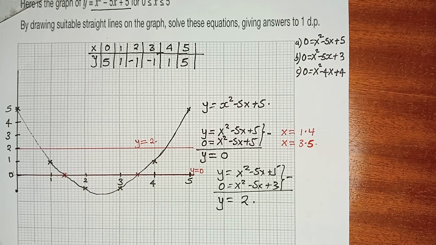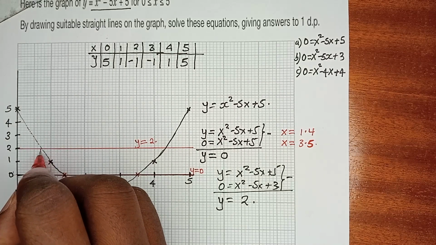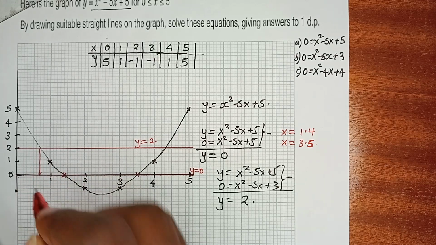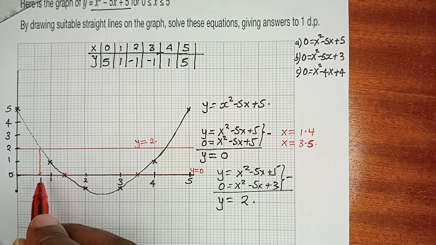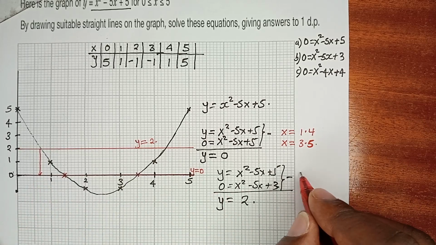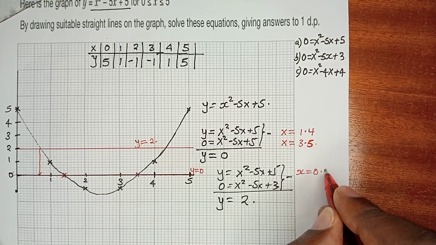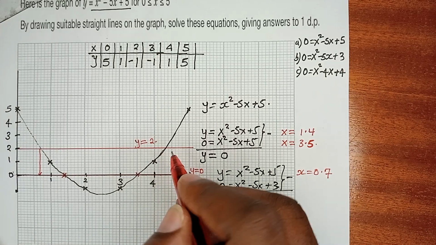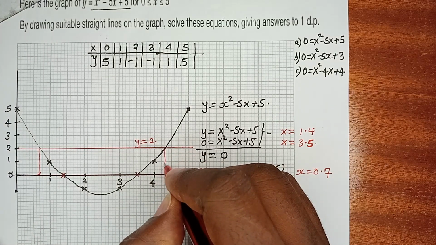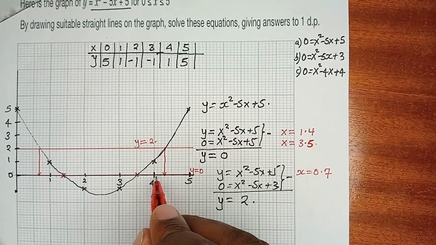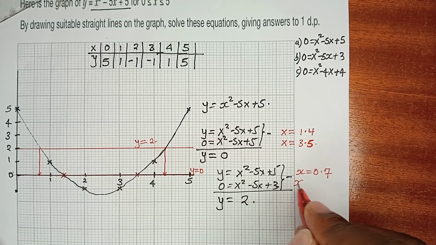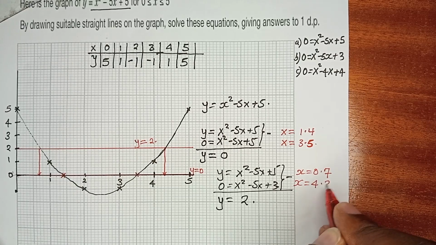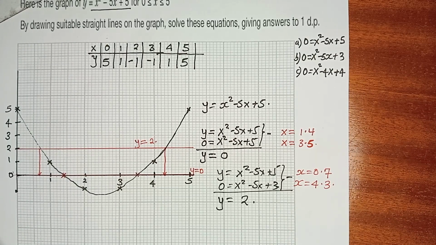At that point now, we need to identify the point of intersection. We can already see this is one value, which is 0.5, 0.6, 0.7. For this one, x is equals to 0.7. And the other value of x is just here, which is that way, 4.1, 2, 3. X is also equals to 4.3. Those are the two solutions of the second equation.